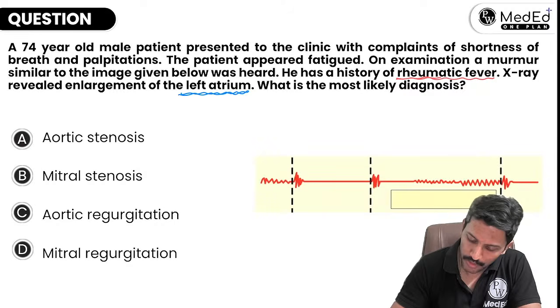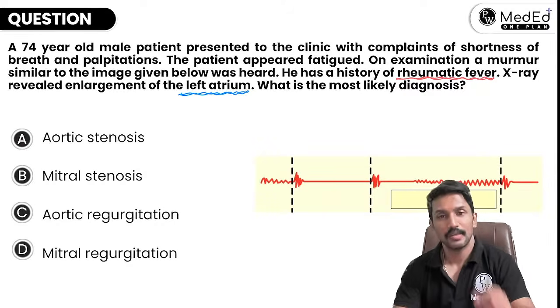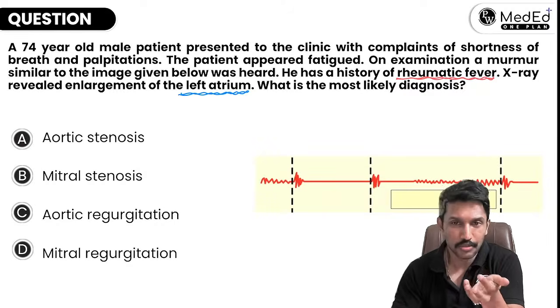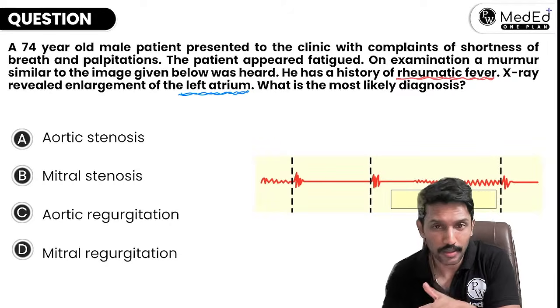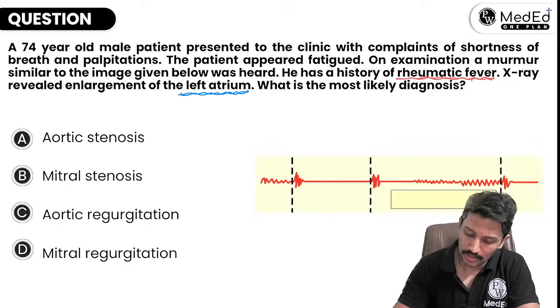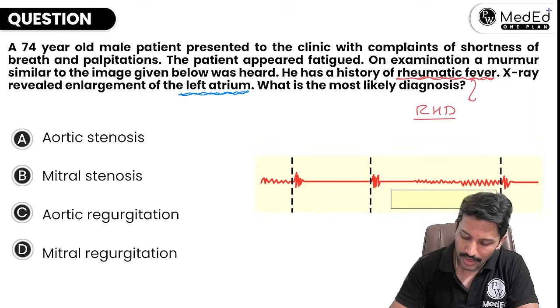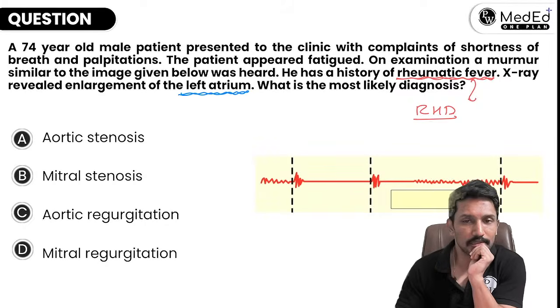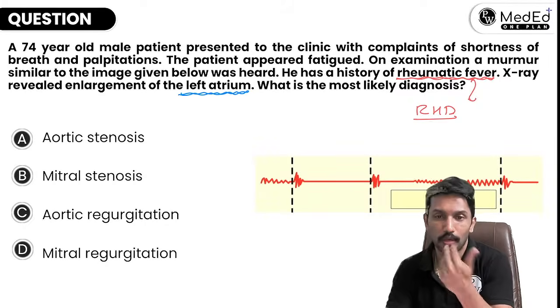Patient has history of rheumatic fever. So if someone has a history of rheumatic fever, not going through it right now, but had it, then chances are that the patient might have developed what you call rheumatic heart disease. And if he has developed rheumatic heart disease, what's the most common valvular lesion?